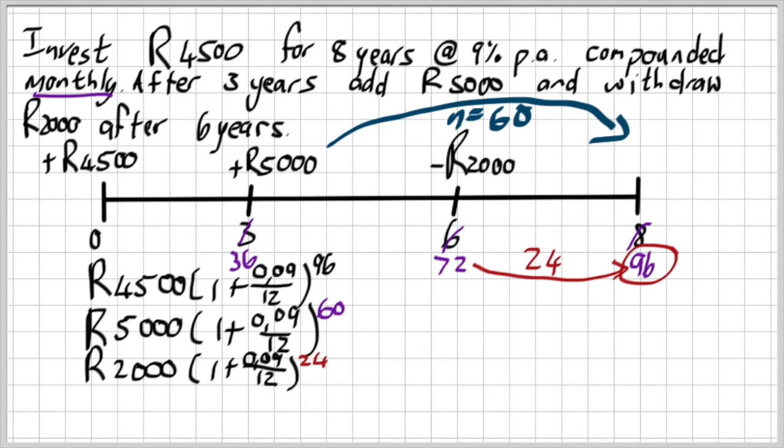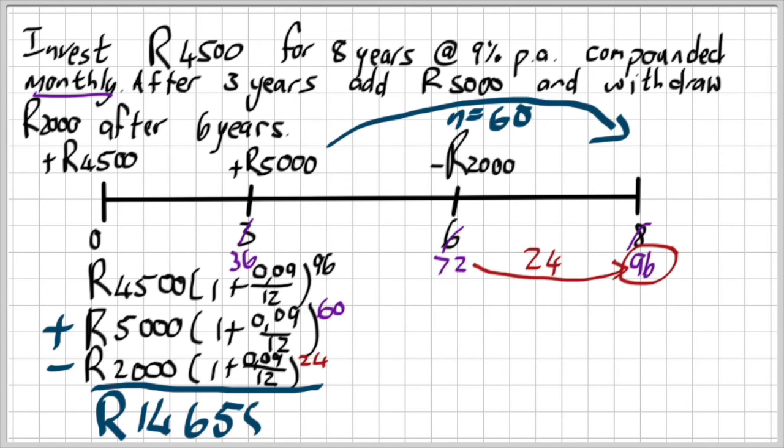And what must I do? I'm going to add the 5,000, I'm going to subtract the 2,000, and end up with a total value of 14,655 Rand and 72 cents. Ladies and gentlemen, this is as simple and as easy as this. I want to encourage you to always work to a point, and then at the end, add or subtract to get the values.